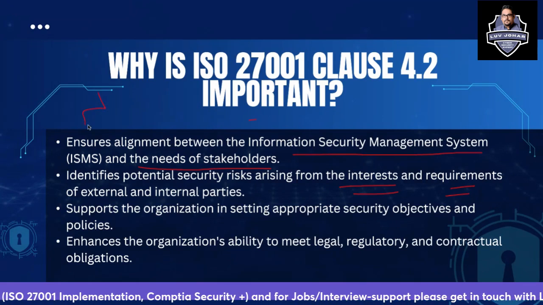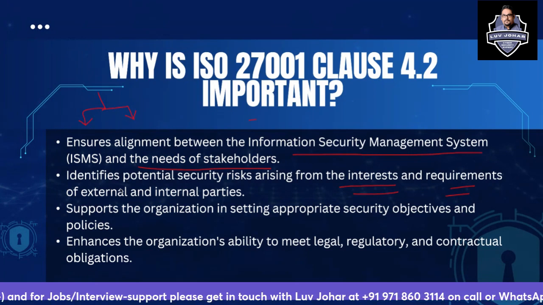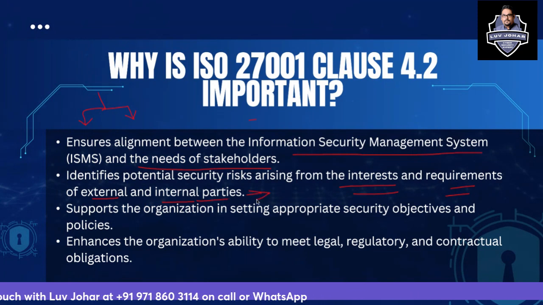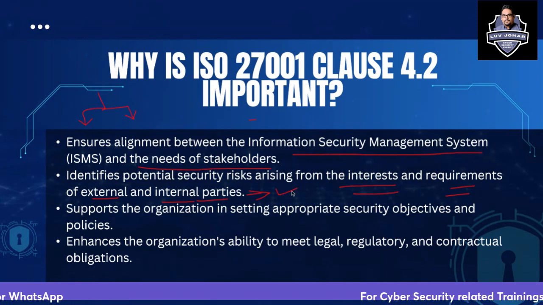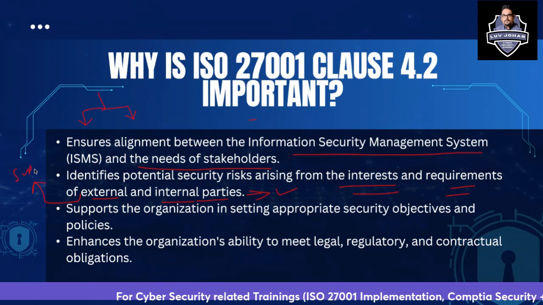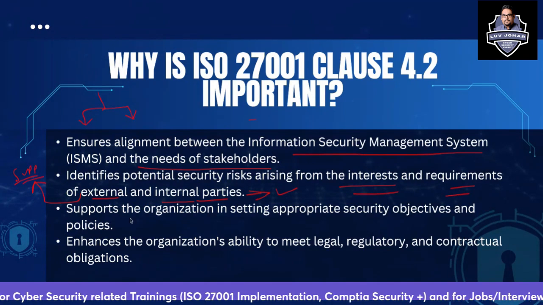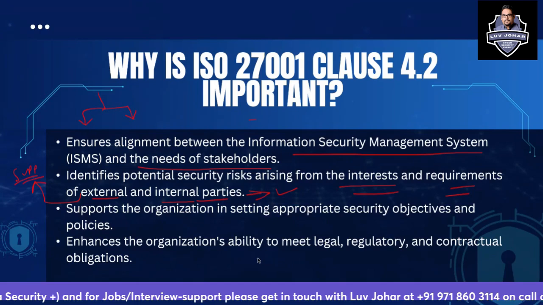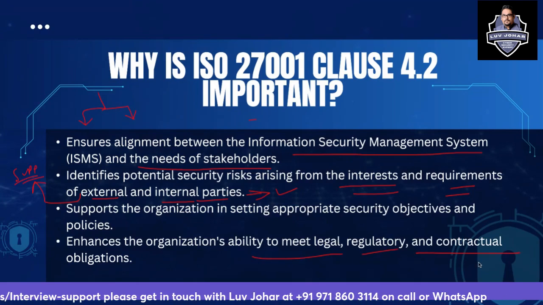Interested parties can be categorized into two different parts. One could be internal to the organization, and the other would be external to the organization. Internal parties would be your employees, your heads of departments, your senior management. All these are internal parties. External parties could be your customers, your suppliers, your regulatory bodies, who are external to the organization. We need to understand that so that we are able to meet the legal, regulatory, and contractual obligations from a company standpoint.